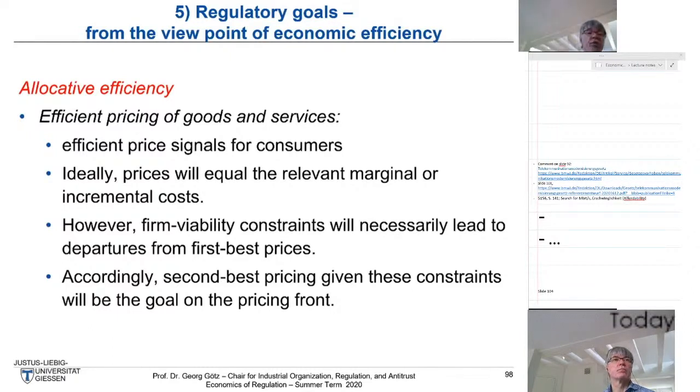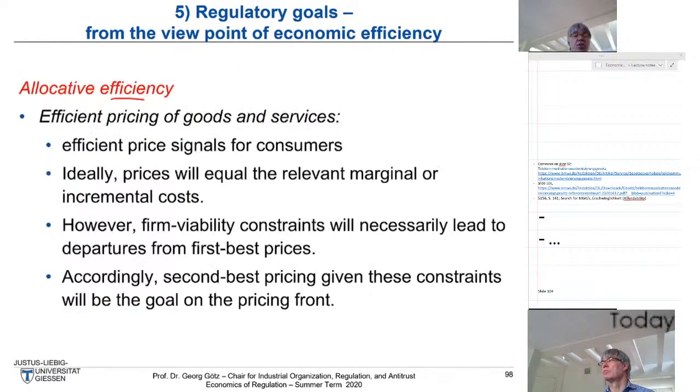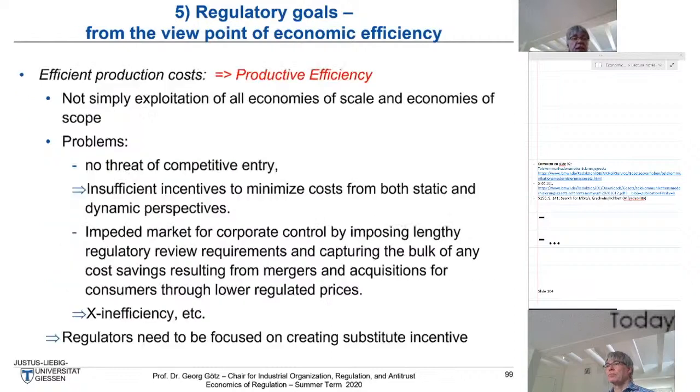Economists are always focused on efficiency, and there are two different kinds of efficiency: allocative and productive efficiency. There will also be distributive and dynamic efficiency, though we wouldn't call distribution an efficiency; it is another goal. So the first, allocative efficiency, would be efficient pricing of goods and services. We discussed that at length, and second best and so on.